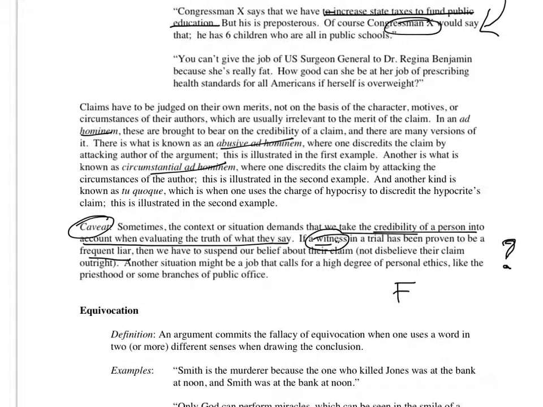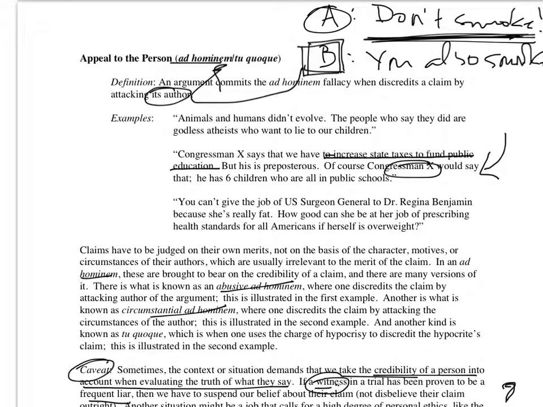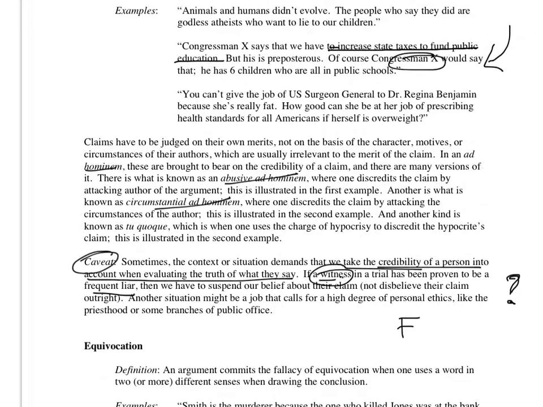So the point is, the ad hominem fallacy is committed when you discredit a claim by attacking the author of the claim, either the circumstances of the author or the integrity of the author or the character of the author, or what the author does in the case of being a smoker. But sometimes the circumstances of the author is going to be highly relevant when you evaluate what they have to say, or it's going to be highly relevant to how much you put belief or suspend belief in what they have to say.